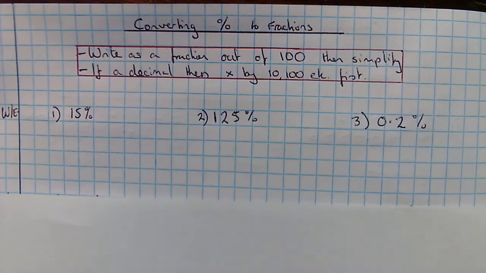Okay, the next skill is looking at converting percentages to fractions. It's a fairly straightforward one, so we're just going to do one skill on this. And the way we do that is just by writing it as a fraction out of 100 and then simplifying. There are some areas where it can cause some complexity, but we'll have a look at those now.